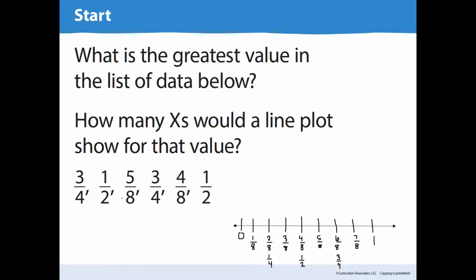So for each of these values, we're going to put an X on the line plot, and I like to cross each one out as I'm using them. So then if I get distracted or I lose my place, I don't repeat any. So the first one is 3/4. So here's 6/8, which is 3/4. So we'll put an X there and cross that out. 1/2. Right here, 4/8 is 1/2. And we'll cross that out.